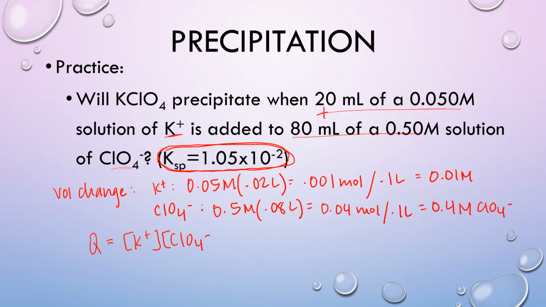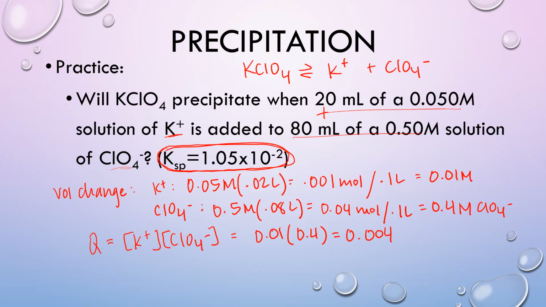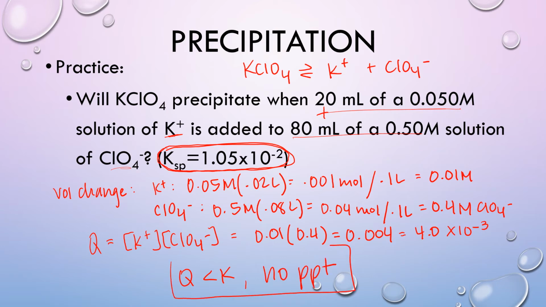Both these coefficients are 1. Again, if you needed to write it out, both the coefficients are 1. So I'm going to plug in my values. And I get 0.004, which if it makes it easier to compare in scientific notation, we could write as 4.0 times 10 to the negative 3. So for this one, Q is actually less than K, so no precipitate is going to form. So everything would just remain hanging out in solution.